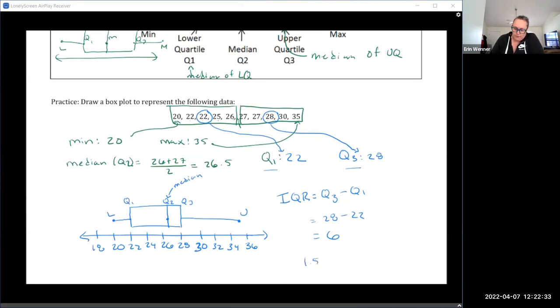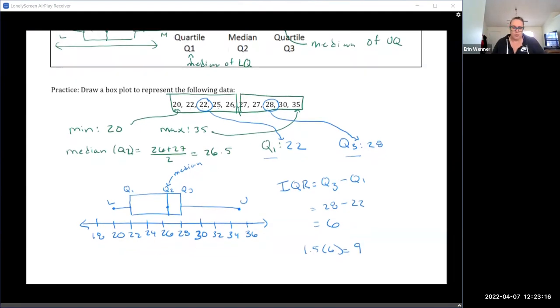Again, 1.5 times 6 is going to be, what is it, 9, I think? And so the Q3 is 28. If I take 28 and I add 9 to it, I get 37. And so all of our data is less than 37. So we don't need to worry about there being an upper outlier. And on the other side, if I take 22 and I subtract 9 from it, I get 13, which again, all the data is above 13. So we don't have to worry about any outliers in this set of data. In the next set, we do.